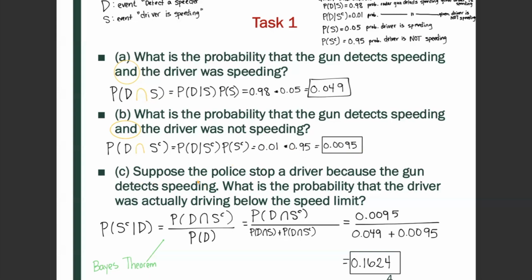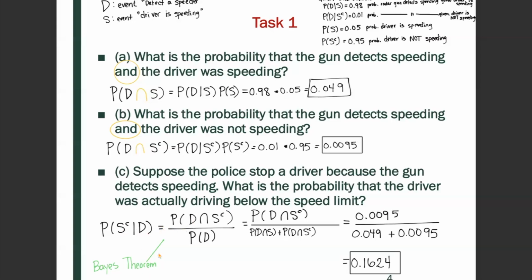Part C. Suppose the police stop a driver because the gun detects speeding. What is the probability that the driver was actually driving below the speed limit? So here we're going to use Bayes' theorem. We're interested in the probability that a driver is not speeding given the event where we detect a speeder.